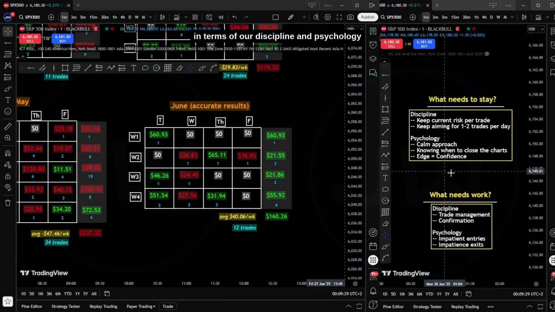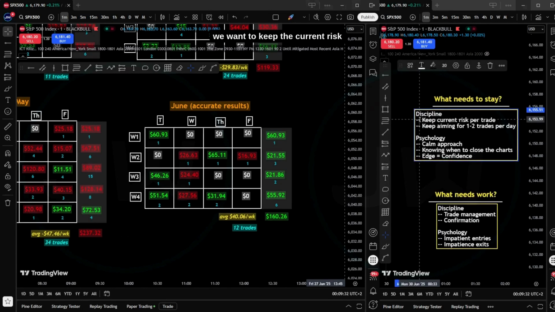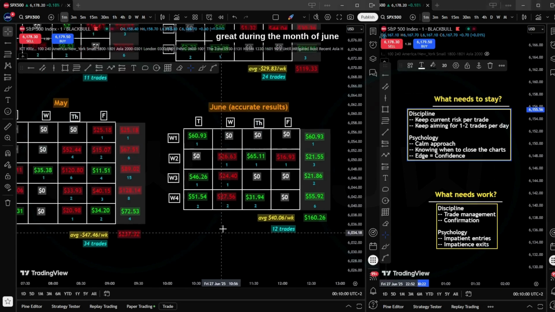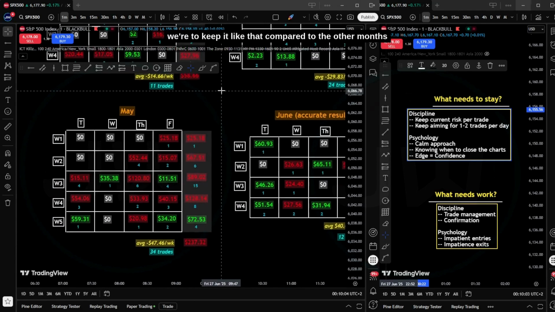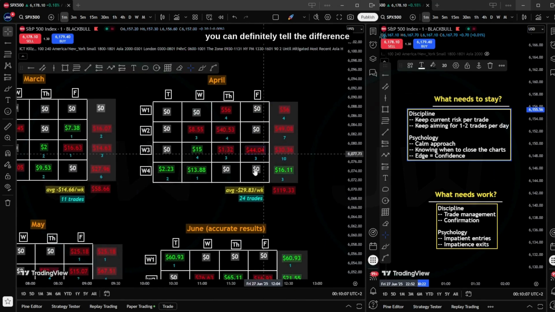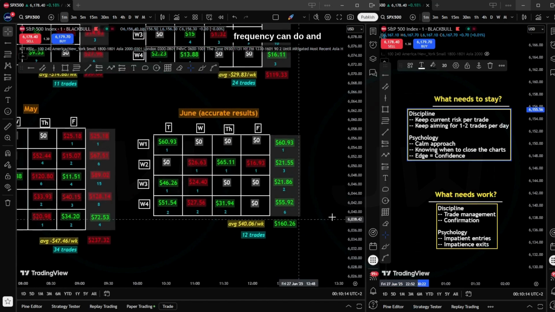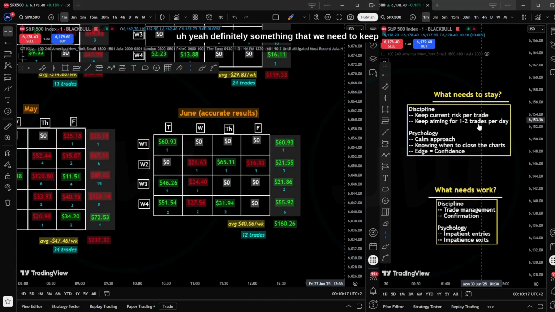So what needs to stay? In terms of our discipline and psychology, we want to keep the current risk that we're trading per trade. So we're currently trading 0.3%, $30 per trade. And I think that's been fine. Keeping that risk amount, the discipline's been okay. We've been sticking to that. Great. That can stay, as well as keeping our trades to 1 to 2 per day. Our trade frequency has been great during the month of June. We're going to keep it like that. Compared to the other months, you can definitely tell the difference of what trade frequency can do. And yeah, definitely something that we need to keep.